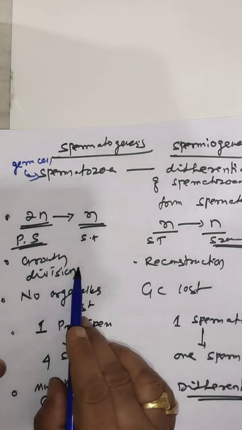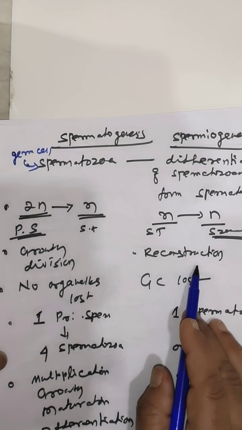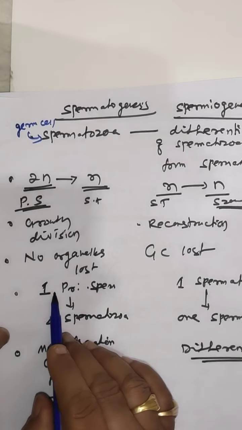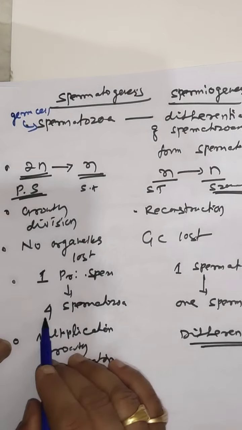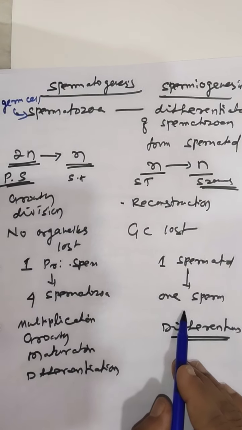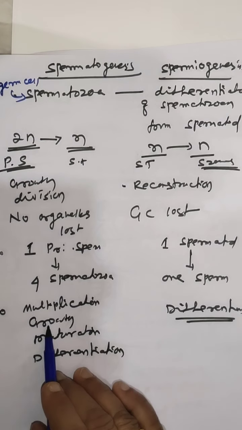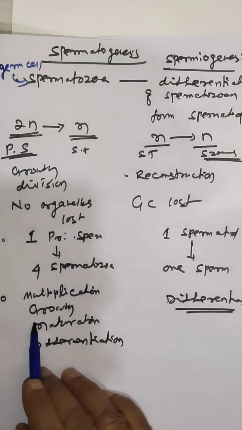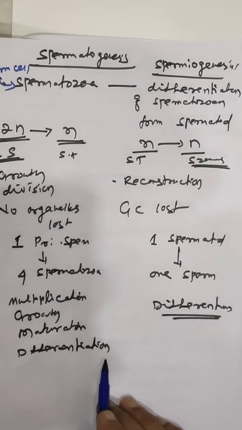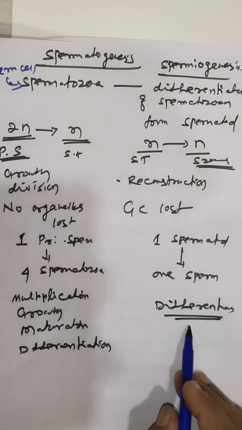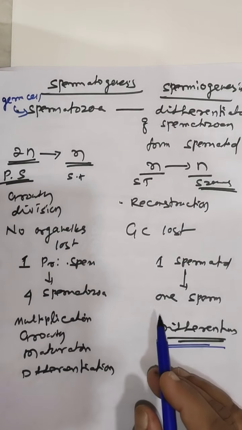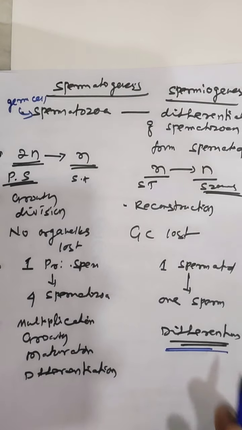In spermatogenesis growth and division occur, but in spermiogenesis reconstruction occurs. In spermatogenesis no organelle is lost, whereas in spermiogenesis the Golgi complex is lost. One primary spermatocyte produces four spermatozoans, whereas one spermatid produces one sperm. Spermatogenesis passes through multiplication, growth, maturation and differentiation phases, whereas during spermiogenesis only the differentiation phase is seen. All these are the comparisons between spermatogenesis and spermiogenesis.